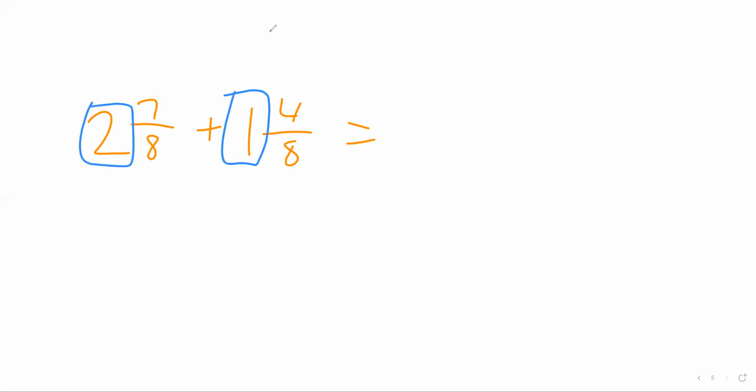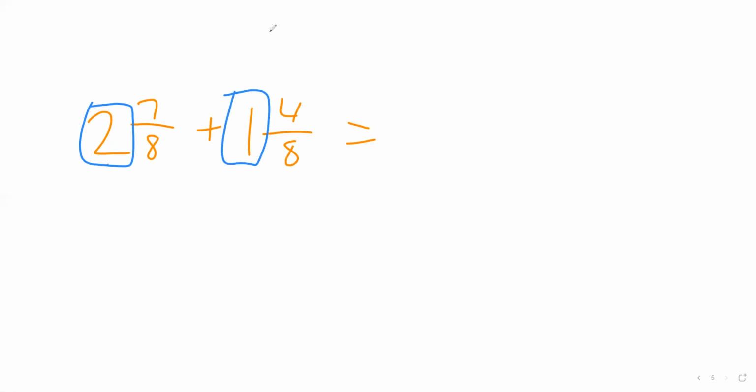So let's say here I have 2 7/8, and I'm going to add 1 4/8. Okay, so again, first thing we always want to consider, are my denominators the same? If so, then I can do the job I need to do. And yes, they are, they're both 8. Okay, so another technique people really like is, okay, well, first, since these are mixed numbers, I'm just going to deal with my whole numbers first.